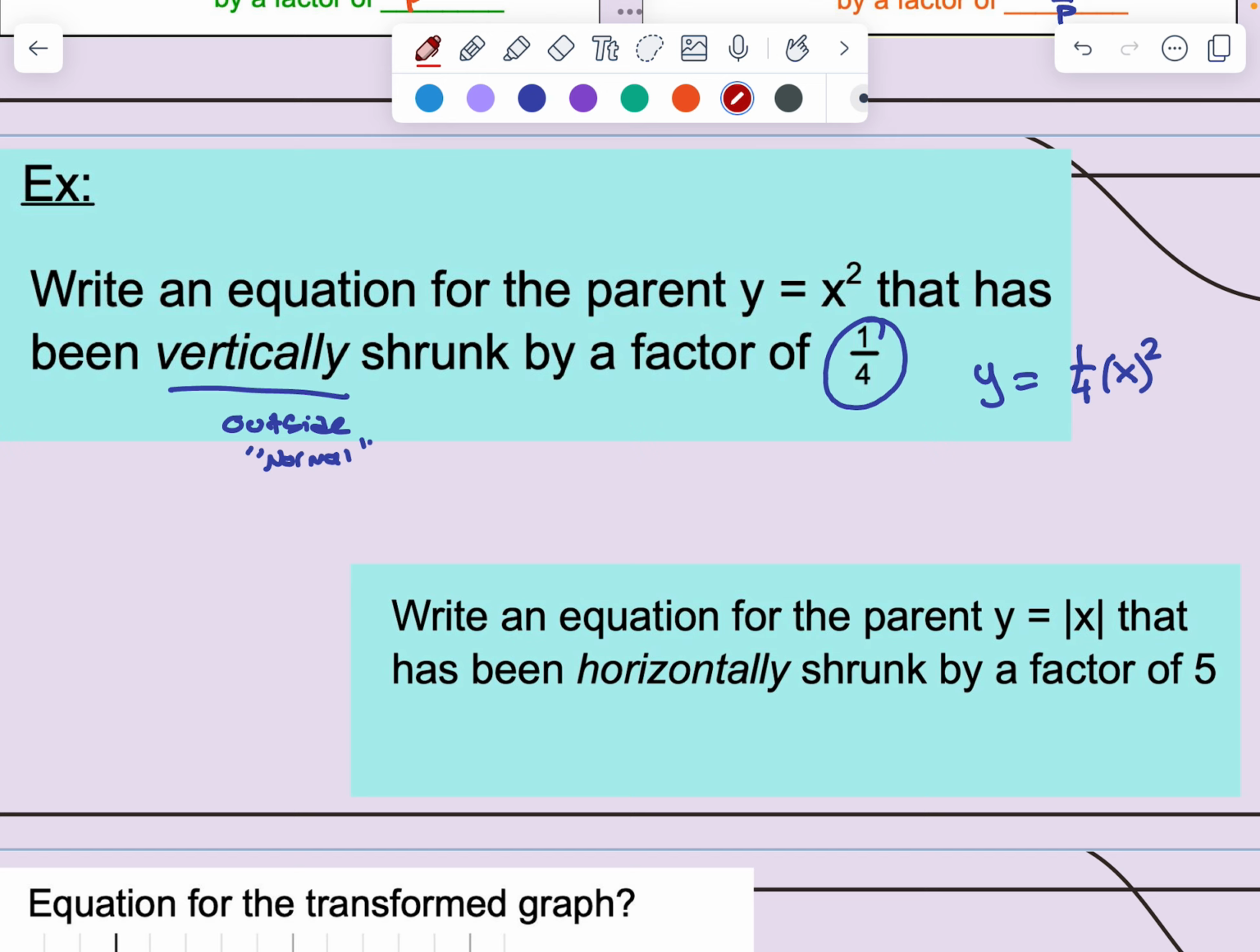This one wants an equation that has been horizontally shrunk, right? So this is going to be inside, and it has to look opposite of what I'd think. So if I'm shrinking by a factor of 5, I'm going to make it look like it's stretched by a factor of 5. That would be your shrink there.